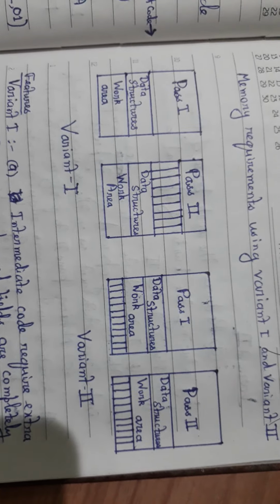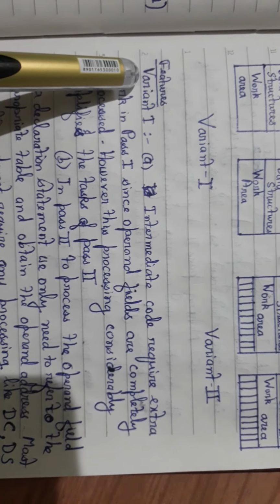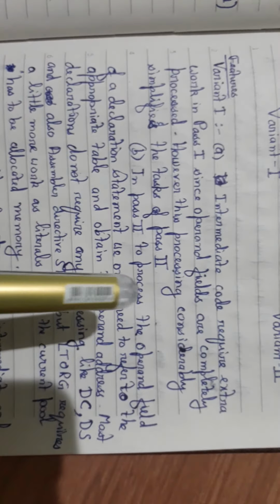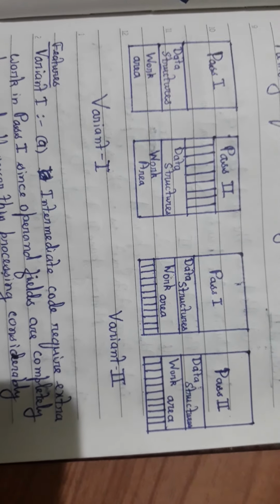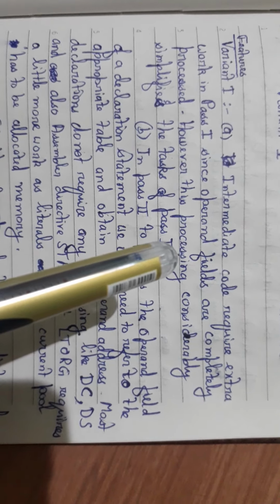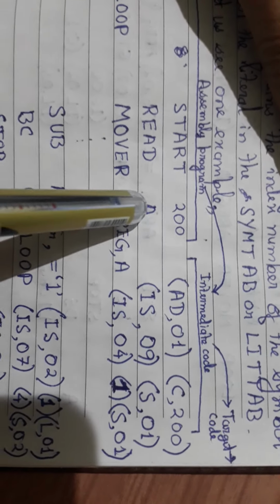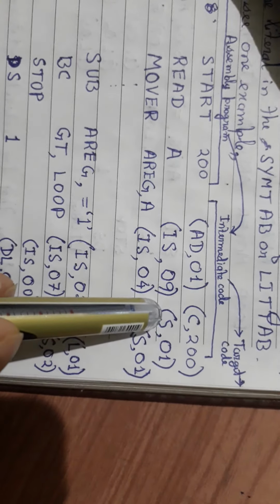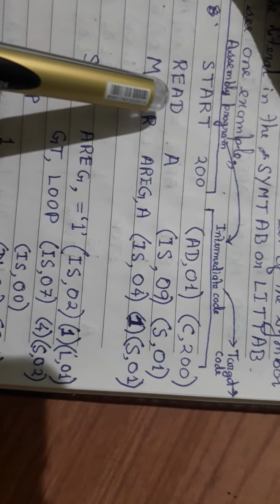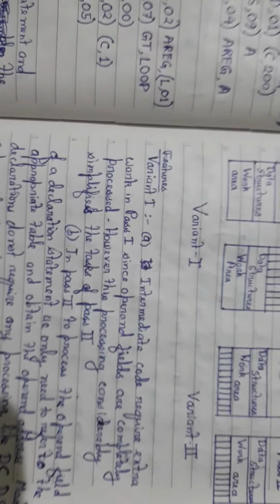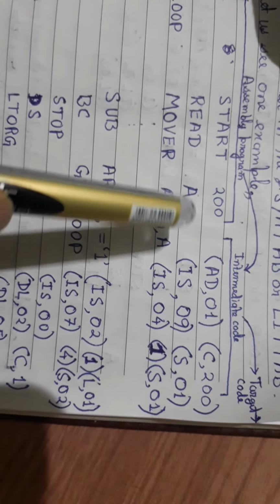Let us see some features of variant 1. So intermediate code requires extra work in pass 1, since operand fields are completely processed. You can see in case of variant 1, the operands are completely processed. That means operands are converted to some intermediate forms. So here it is the operand, and these are converted to processed form.